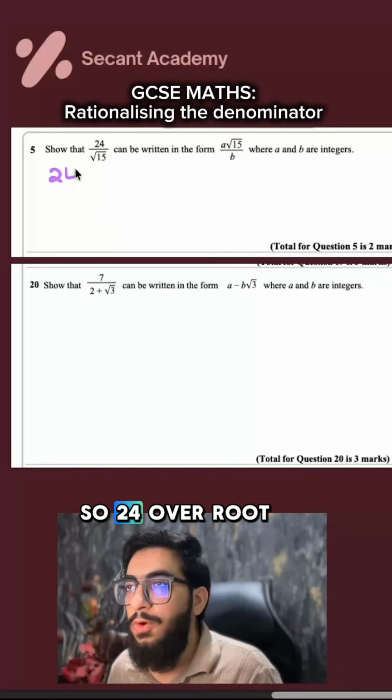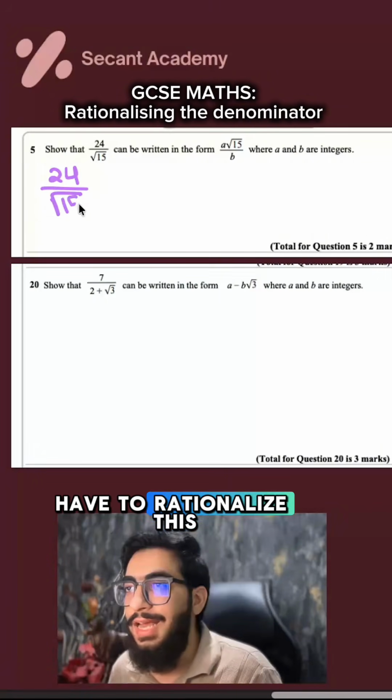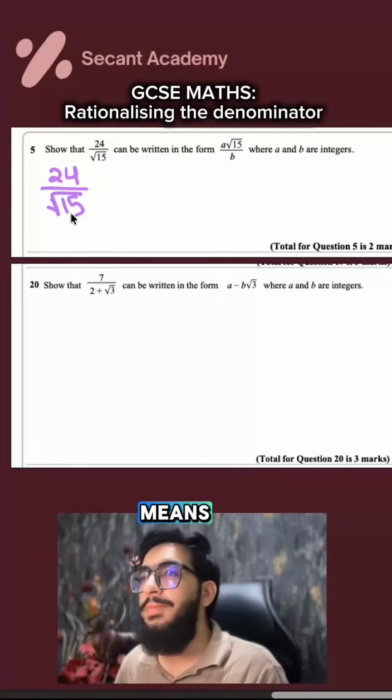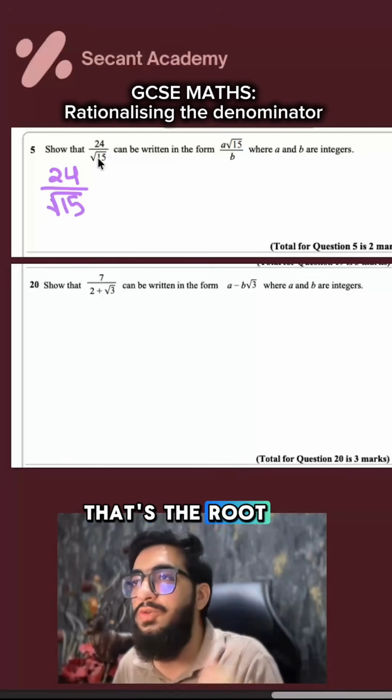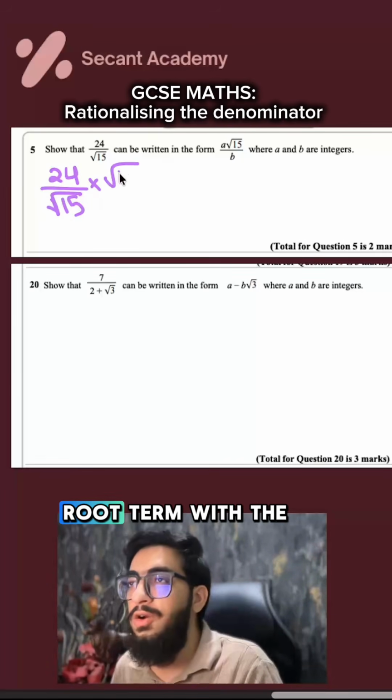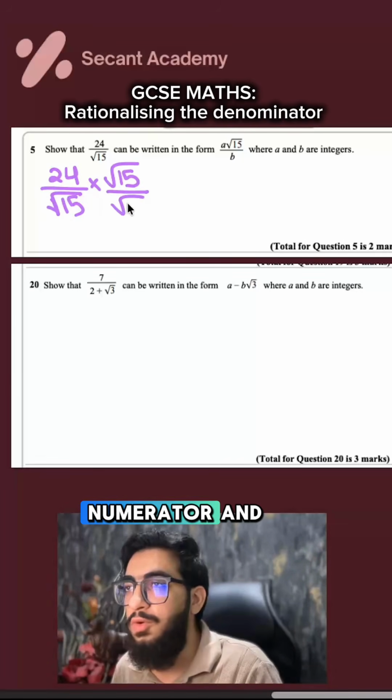So 24 over root 15, we have to rationalize this, and rationalizing the denominator means just remove the root term from the denominator. And since the root term is just a single term, you just have to multiply that same root term with the top and the bottom, numerator and denominator.